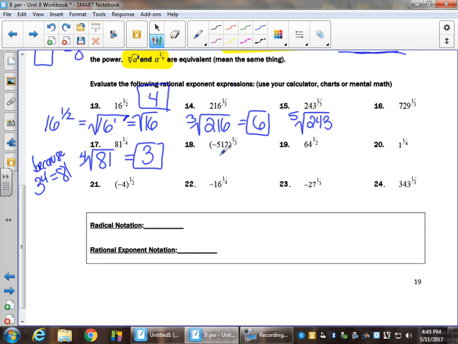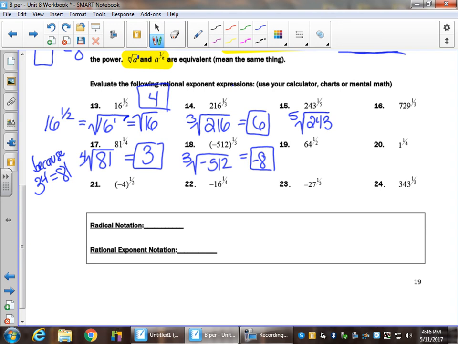18, negative 512 raised to the 1/3. If I say it right, 1/3, I know I am taking the third root. Do you hear that connection? Negative 512 raised to the 1/3, third root. What number times itself 3 times is 512? If we have filled out our chart correctly, we should get 8. But it's not going to be 8. The answer is negative 8.